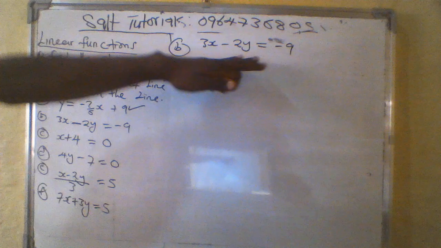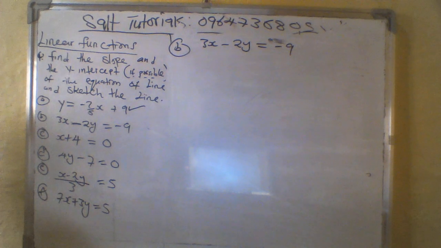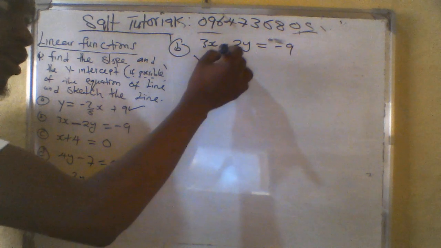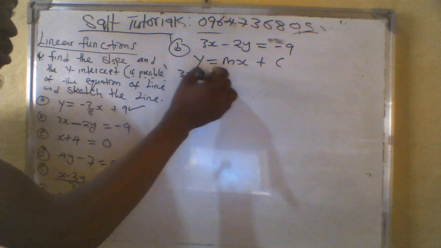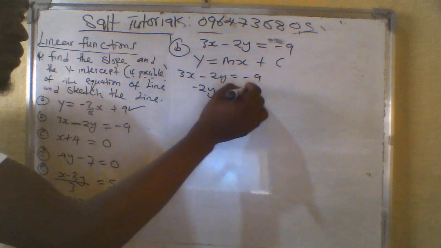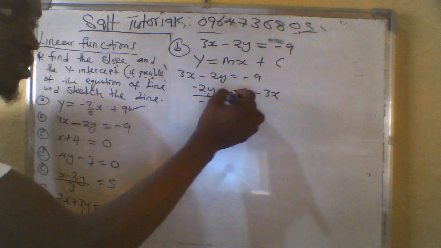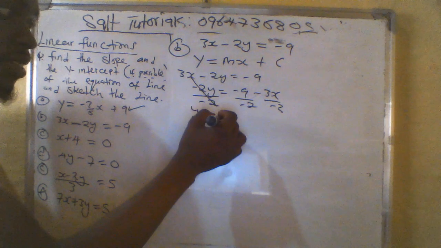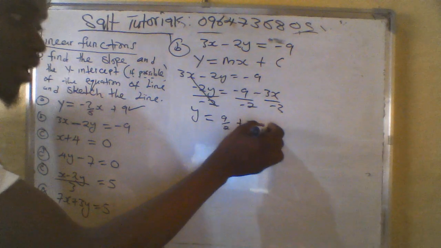So it will be very much impossible to grab your gradient m and c here because y is not the subject. So how should your function be in standard form? Compare it in the form of mx plus c. So it means I have to make y the subject. So 3x minus 2y equals -9. This will be -2y equals -9, 3x goes to the other side, becomes -3x, over -2, divided by -2. So the value of y becomes +9 over 2 and +3 over 2x.